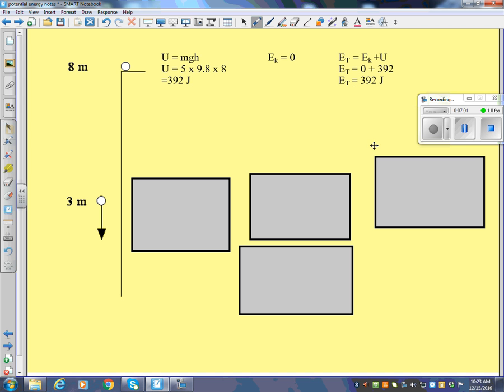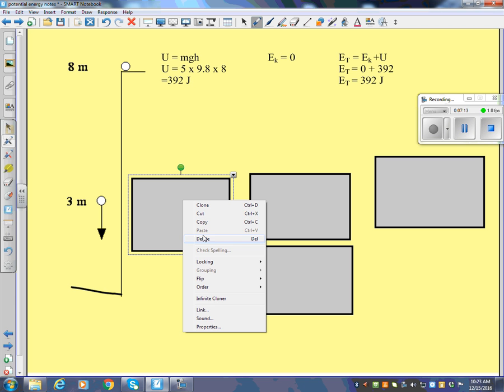Now I've got it here. Now it's at a height of 3 meters. How much potential does it have? Can it have potential even though it's moving? Yeah, it's still at a certain height, right?